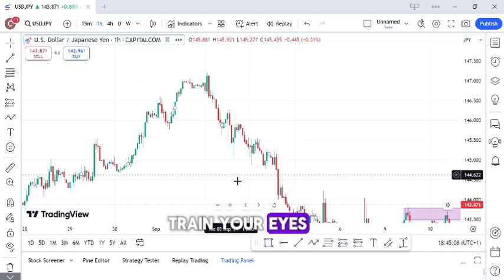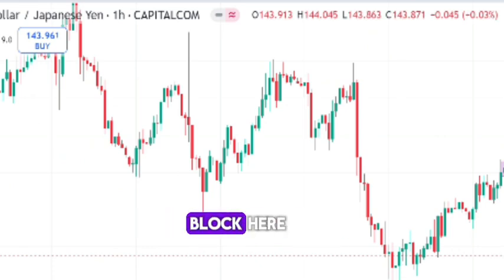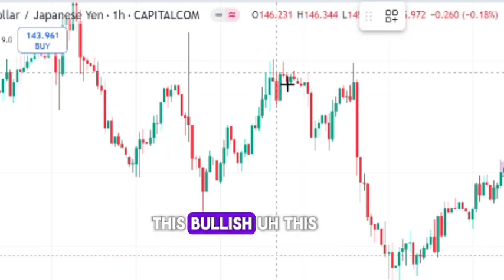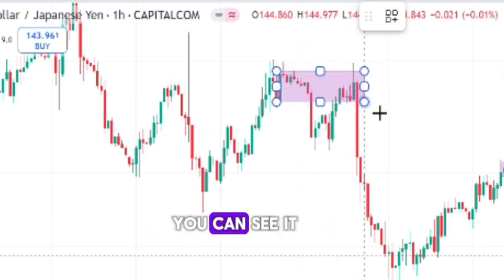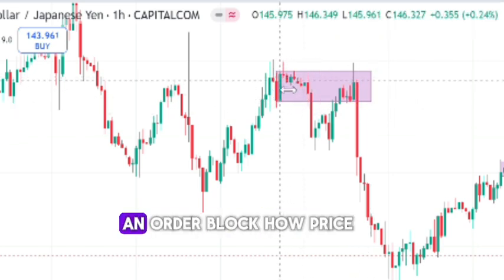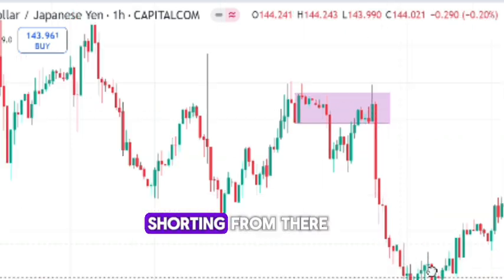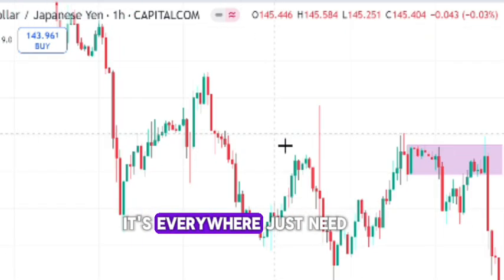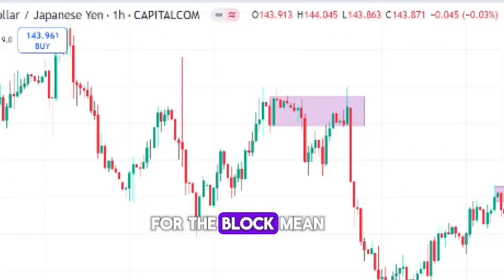So you need to train your eyes to be able to spot these things. You can spot another order block here. This bullish candlestick, you can see it. You can see that's another block, how price traded into it and started shorting from there. So it's everywhere. You just need to train your eyes to see it. So this is basically what order block means.